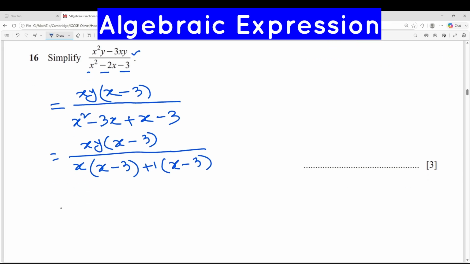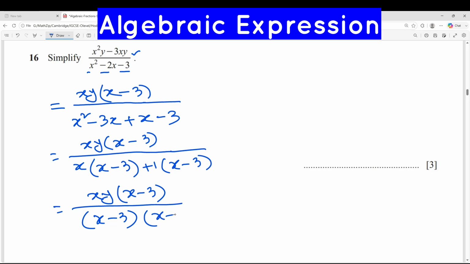Now what can we do? Here xy times (x − 3) will be unchanged, and here is (x − 3) times (x + 1). So (x − 3) over (x − 3), it will be out, and the answer will be xy/(x + 1). This is our actual answer, xy/(x + 1).